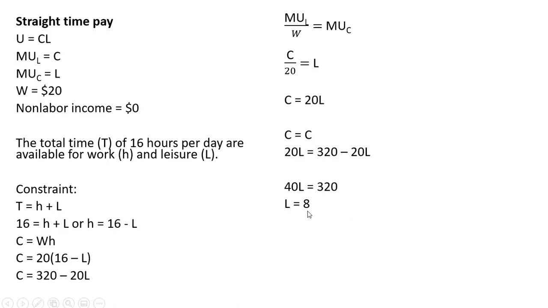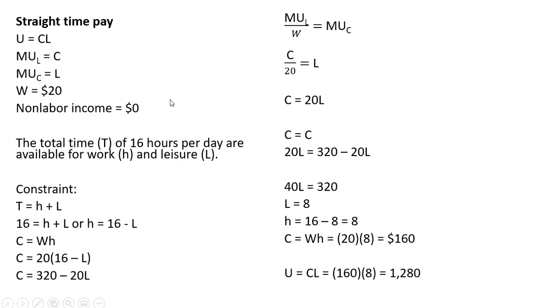The consumer will take 8 hours of leisure. And since there's 16 hours in a day to allocate between work and leisure, H, as we said, is 16 minus L. So hours of work is going to be 8, 16 minus hours of leisure. And in terms of the consumer's level of consumption, making $20 an hour, working 8 hours, $160. And let's get the utility level. Utility is C times L, where C is 160, and hours of leisure, we solved up here, is 8. So this worker will have utility of 1,280.